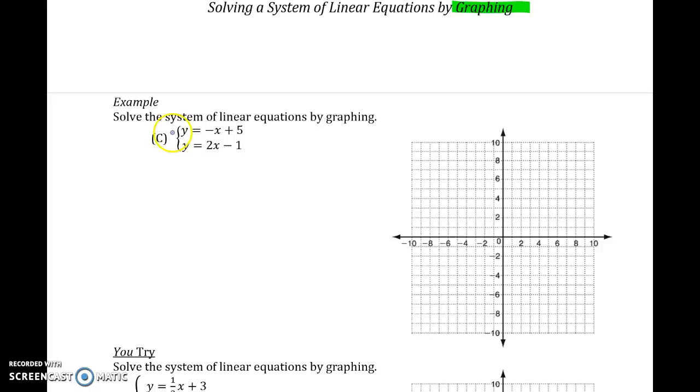So I'm going to go ahead and graph this first line, which I'll call line 1, y equals negative x plus 5. So your y equals mx plus b. I'm going to start at the y-intercept 0, 5. My slope is negative 1, which is negative 1 over 1. I'm going to go down 1, right 1.